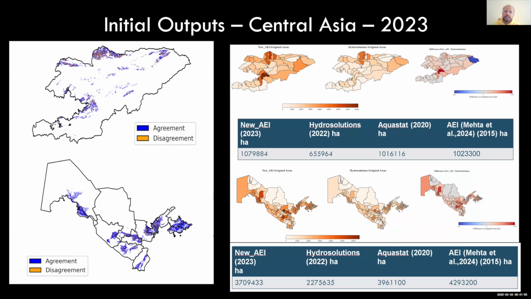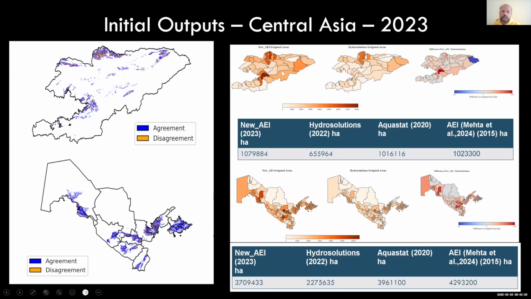The other approach is aggregating the generated irrigated area at the national or subnational level and comparing it with official statistics or even other existing data sets. This is the irrigated area generated for Central Asia, particularly Kyrgyzstan and Uzbekistan. The map here shows agreement and disagreement between our generated data set and the Hydro Solutions data set, a similar data set prepared for Central Asia for the year 2022.